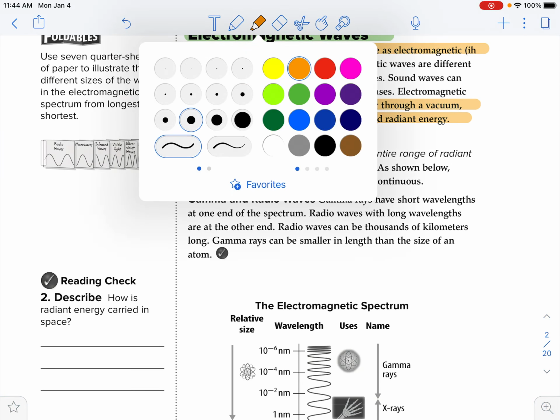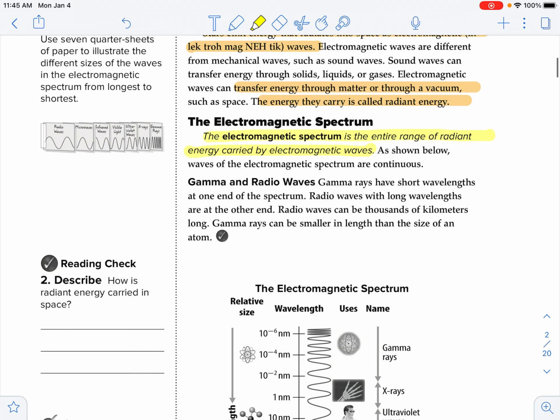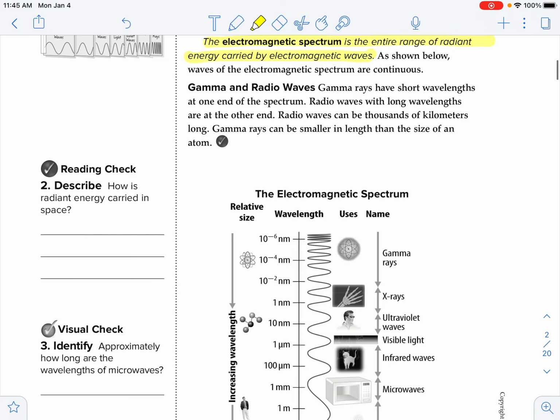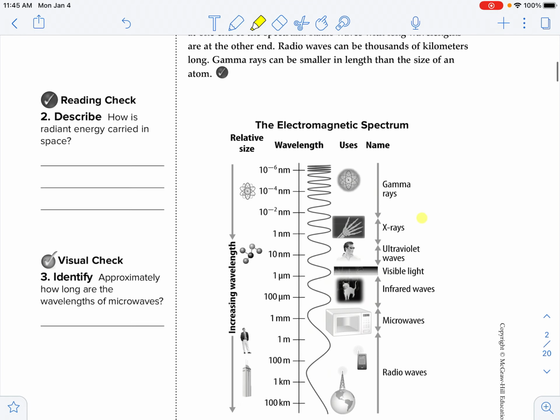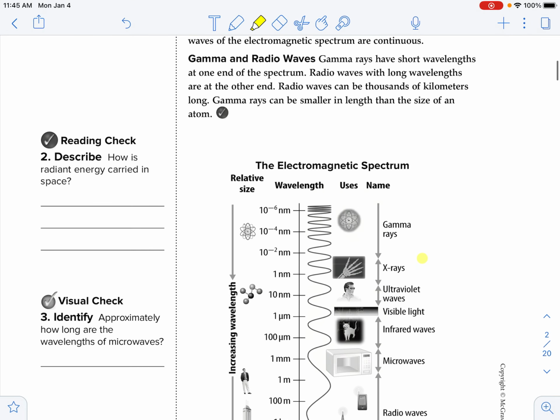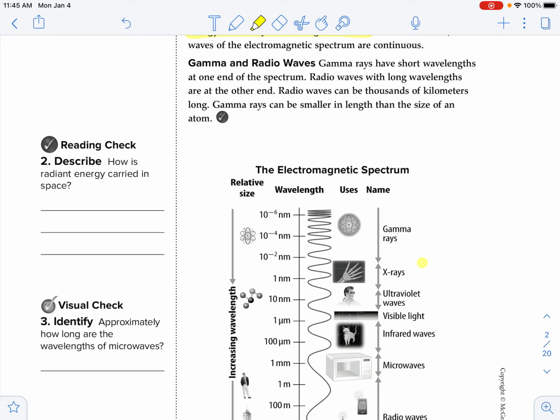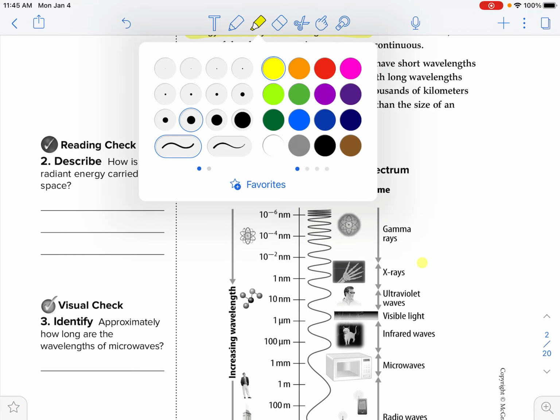All right, so I see a vocab word, so I'm going to stop and highlight that. Electromagnetic spectrum is the entire range of radiant energy carried by electromagnetic waves. As shown below, waves of the EM spectrum are continuous. So we have a range here, right? We have talked about the EM spectrum in December, last chapter. So I'm going to switch out here. I don't have vocab anymore.